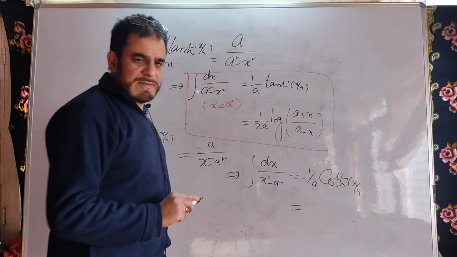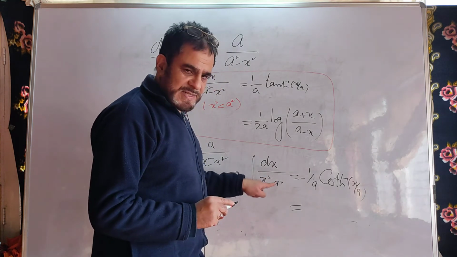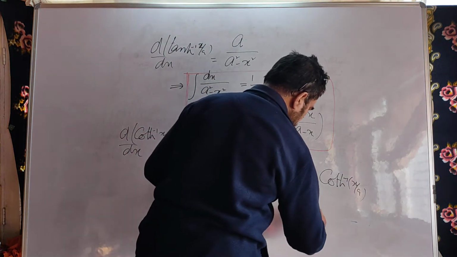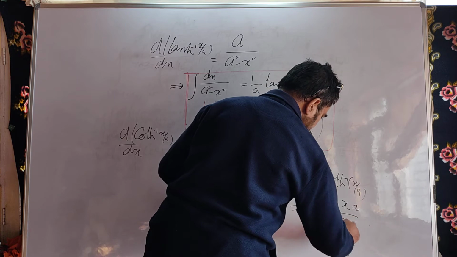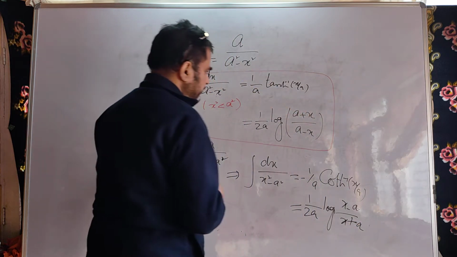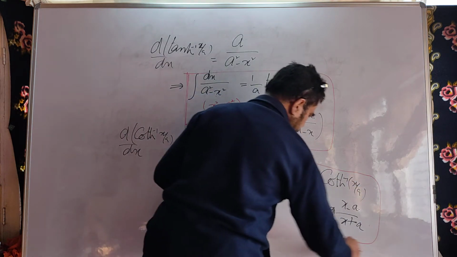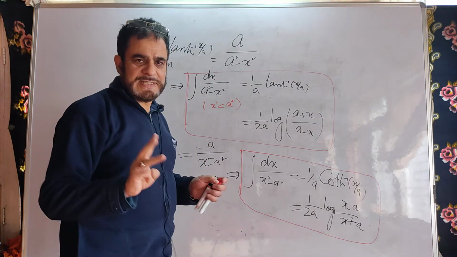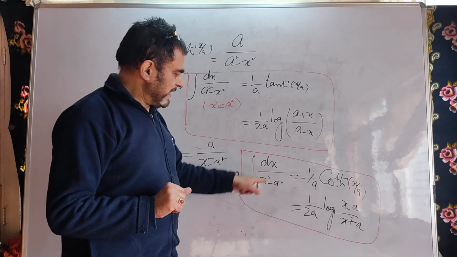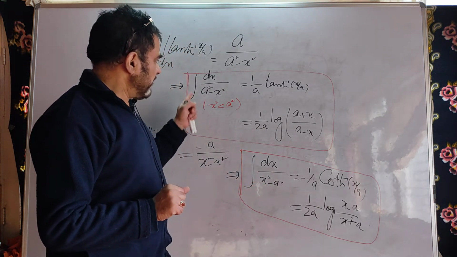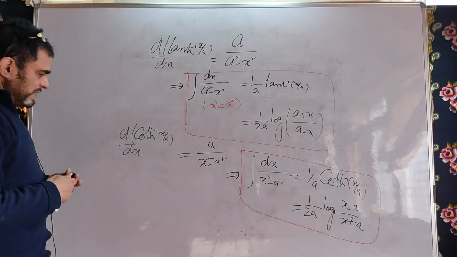But more frequently you use the formula for this. If you factorize this x plus a, x minus a, then by partial fractions this comes out to be 1 by 2a log of x minus a by x plus a. This is one more formula. Remember this. Now you have got three results. One is when you have dx by x square plus a square, what is this? When you have dx by x square minus a square, what is this? When you have dx by a square plus x square, three results.